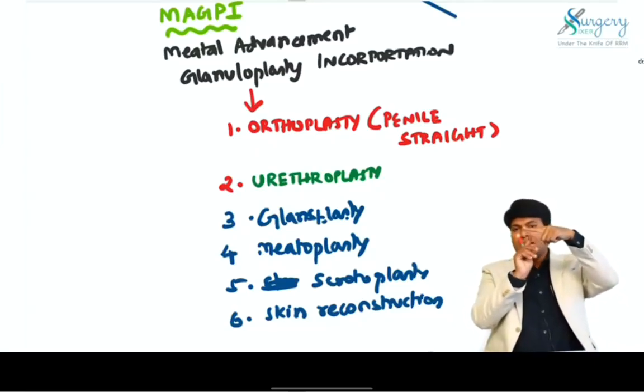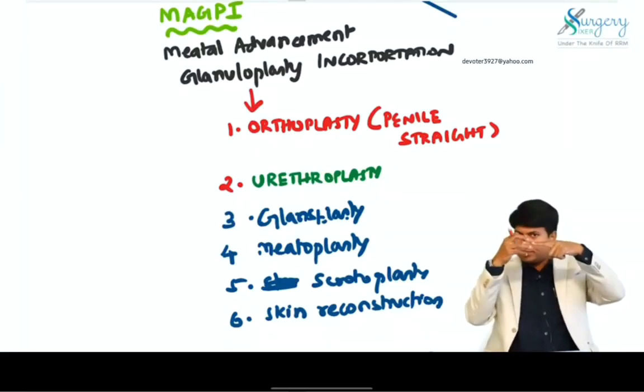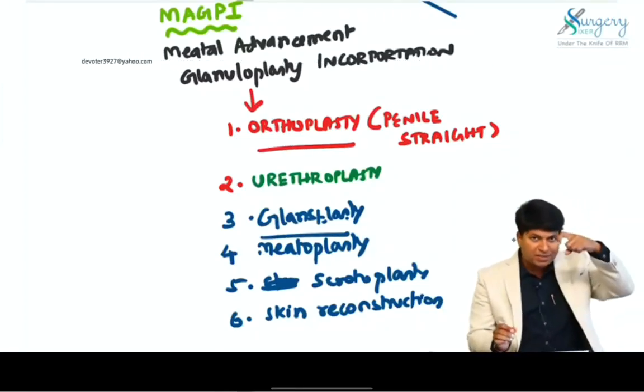Now the urethra is ending here. Reconstruct the urethra. Second step is urethroplasty. After reconstructing, the glans needs to be sharpened, so the glansplasty. So the first three you won't forget: arthroplasty, penis straightening, urethra reconstructing, glans reconstructing.